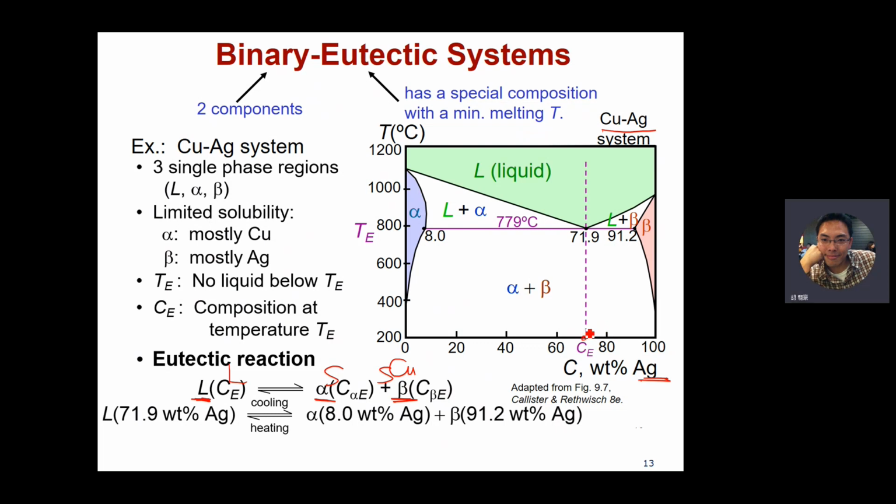Okay. So this composition is about 72 weight percent of silver. And we can draw a straight line here. Okay. And this straight line is what? The eutectic reaction. Okay, it's the eutectic reaction.